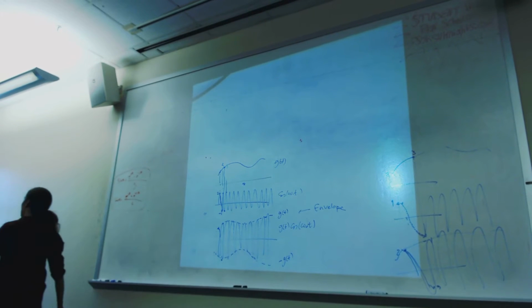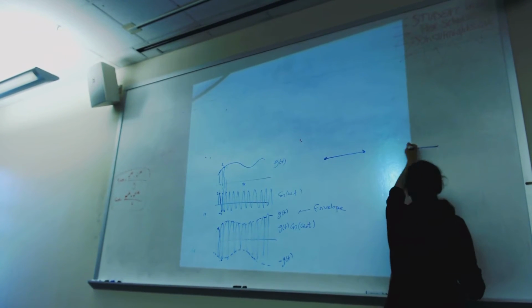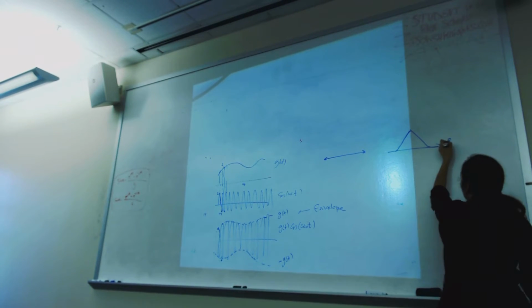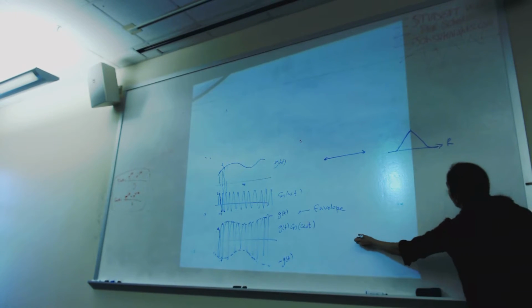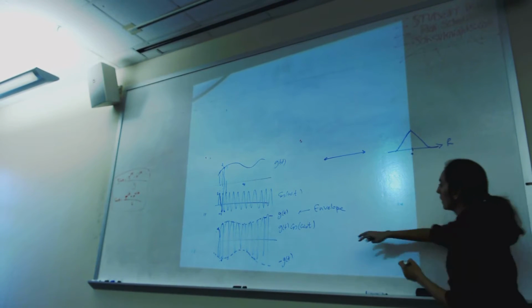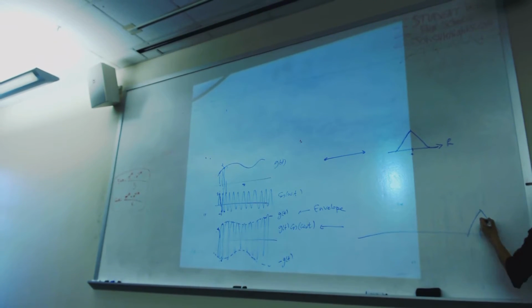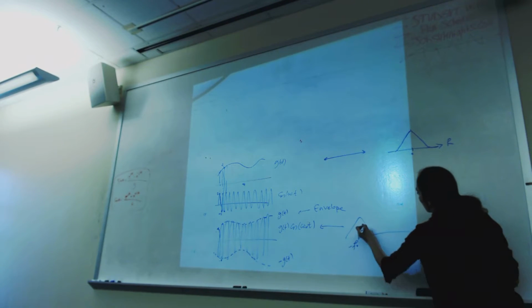In the frequency domain, what happens is that the spectrum shifts. If for my g of t the spectrum looks like this, then g of t times cosine is just a shift: shift of this to the right by f naught, and shift to the left by f naught, and then scale it by one half.